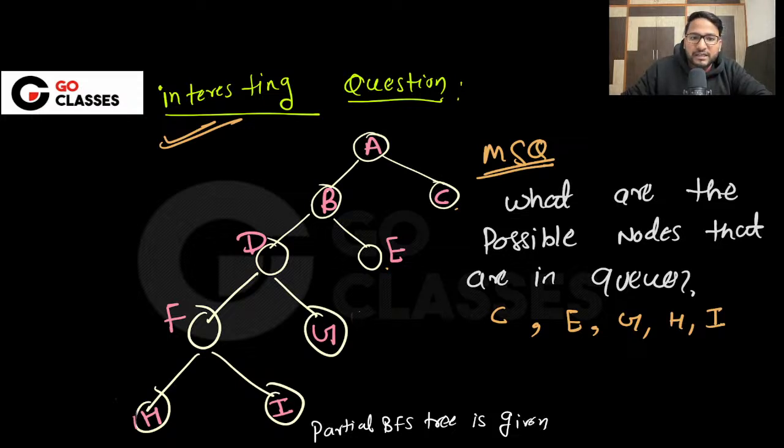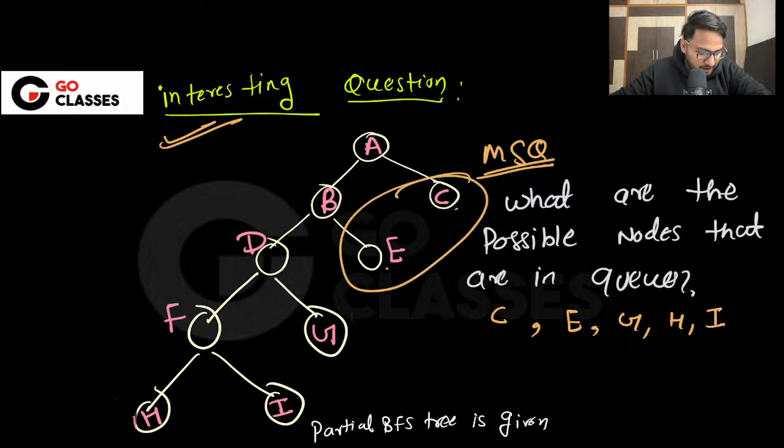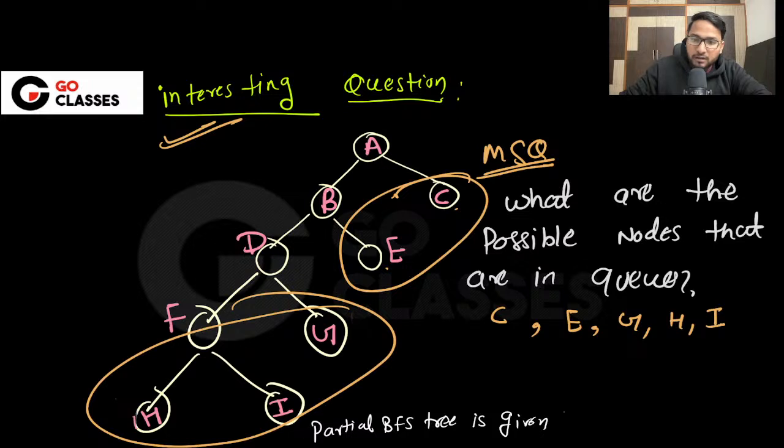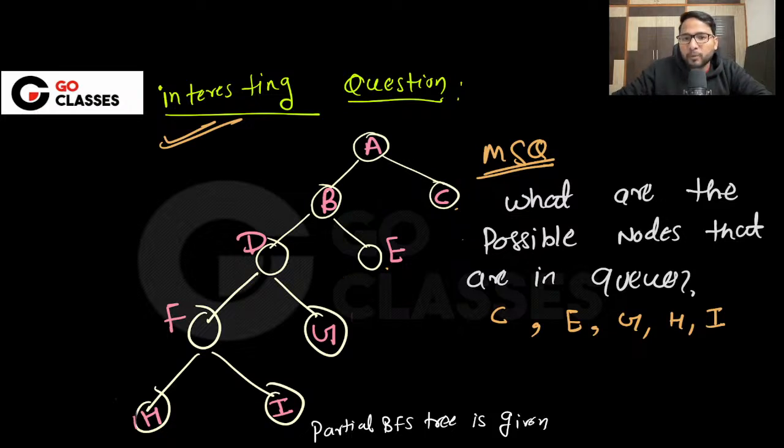Okay, so Prashant is saying G, H, and I only. Okay, C and E are not possible. That's what Prashant is saying. Unknown is also saying G, H, and I. Okay, and anyone else? Why are C and E not possible?